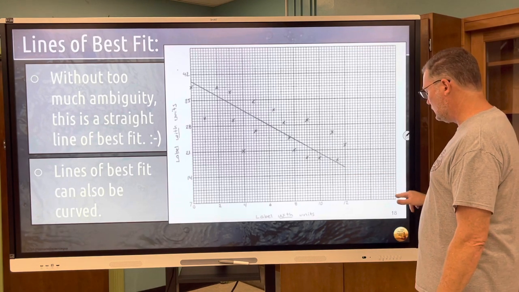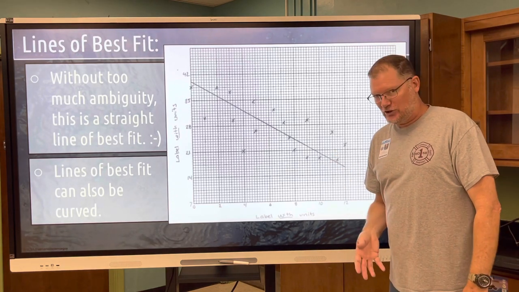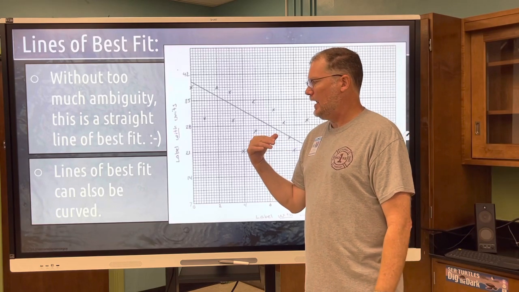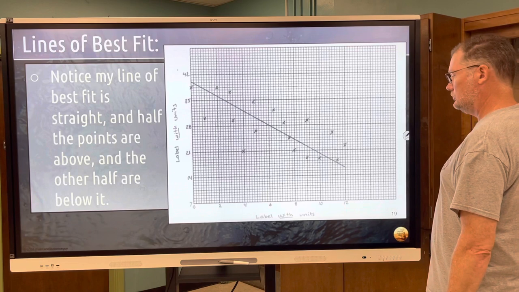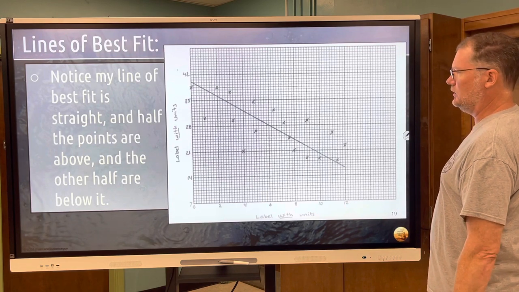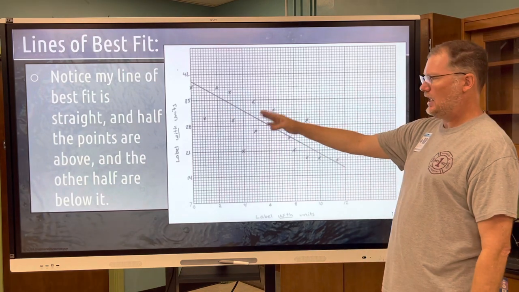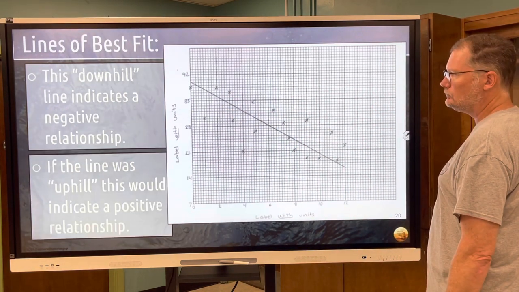You don't continue the line to the end because that would be an extrapolation, okay? Big word. And they could also be curved. I think I'll show you a curved one in a minute. So notice how the best fit, I just said that, half are above and half are below, okay?